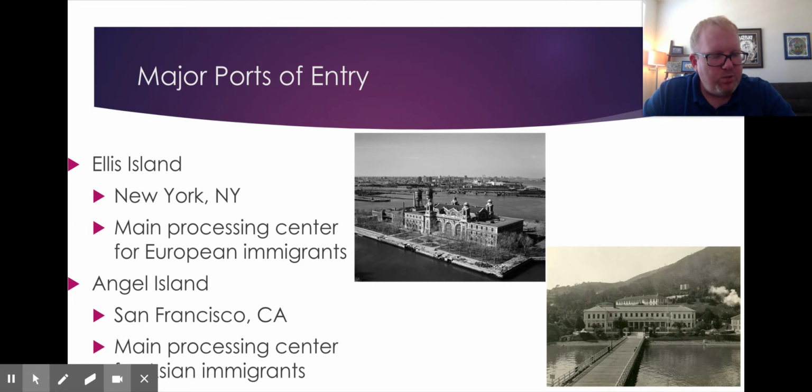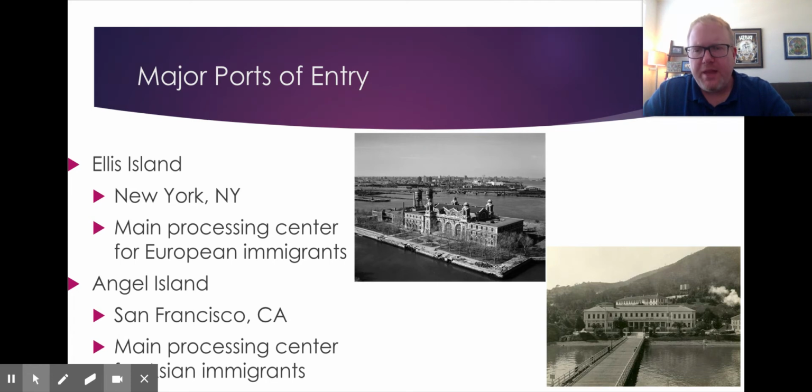Just so you know, numbers-wise, from 1892 to 1924. So we're talking about 32 to 34 years, depending on when it started or ended. Around 17 million immigrants came through Ellis Island to come to our country. Now, this was an island. This is a very small island, and that's not an accident.